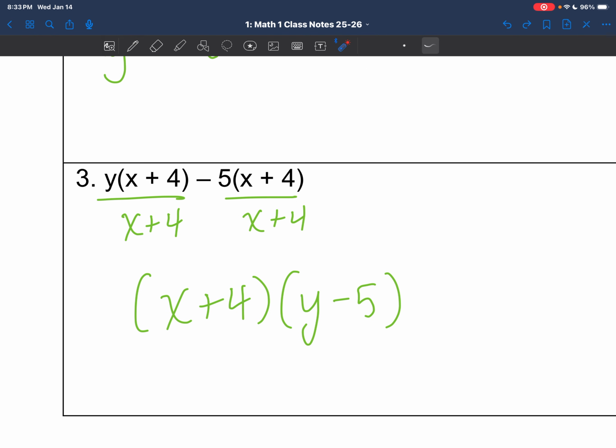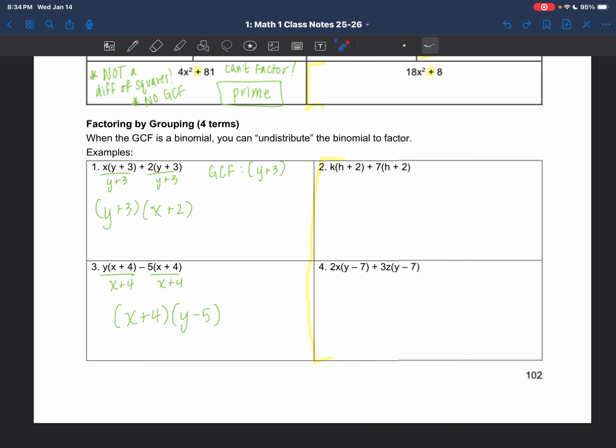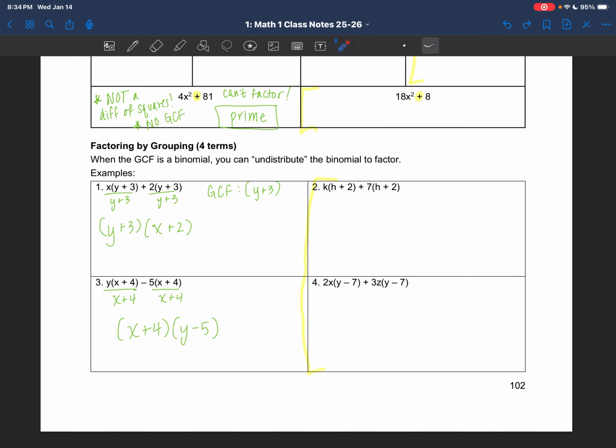And then for this one, same thing. They both have x plus 4 in common. So I'm going to factor out x plus 4. And that's going to be one factor. Well, once I factor that out, this cancels. I'm left with a y. And then this cancels, and I'm left with negative 5. So this would be what your GCF is, and this would be the leftovers. All right, go ahead and try that.